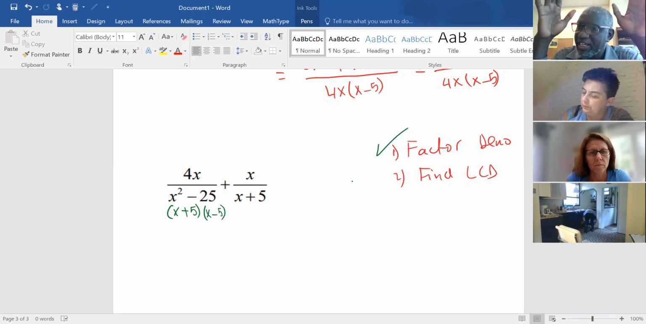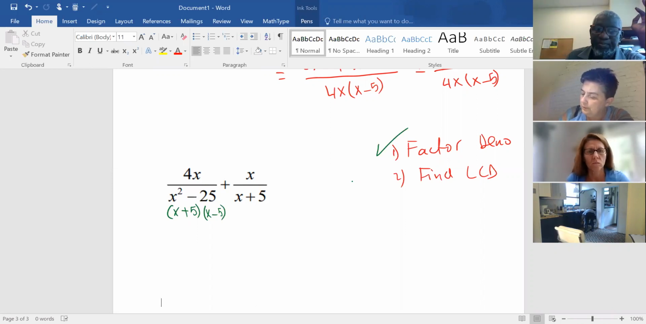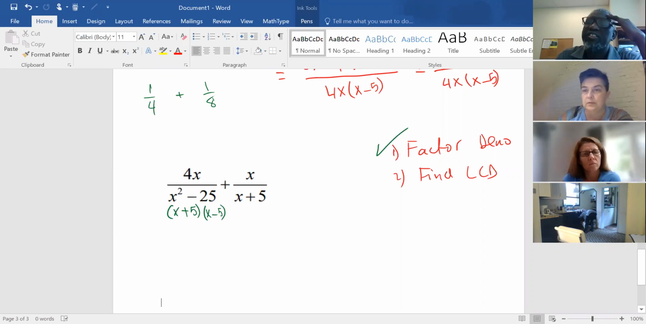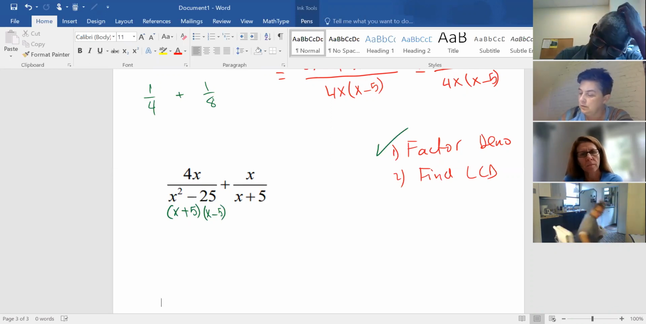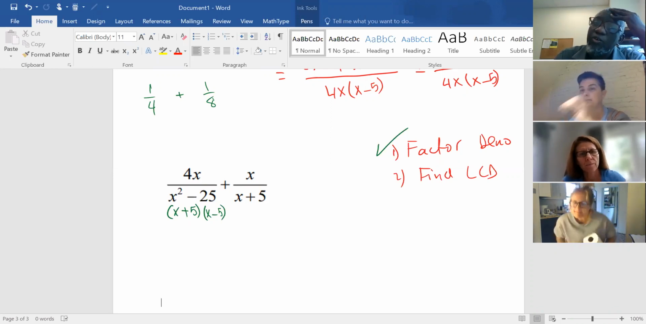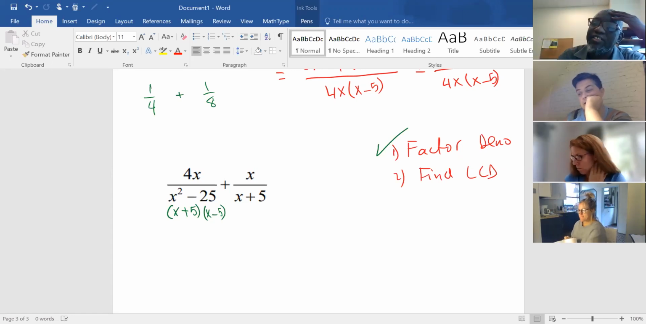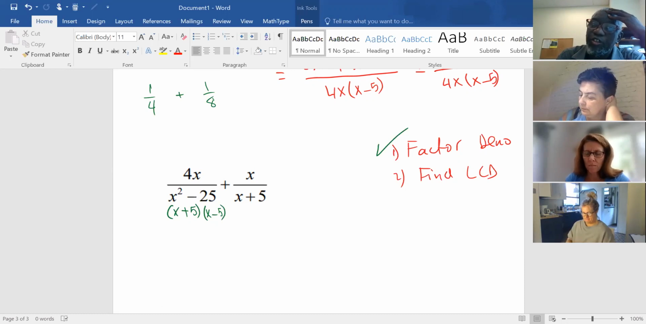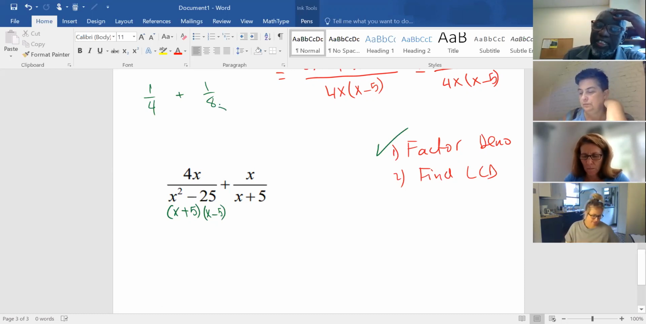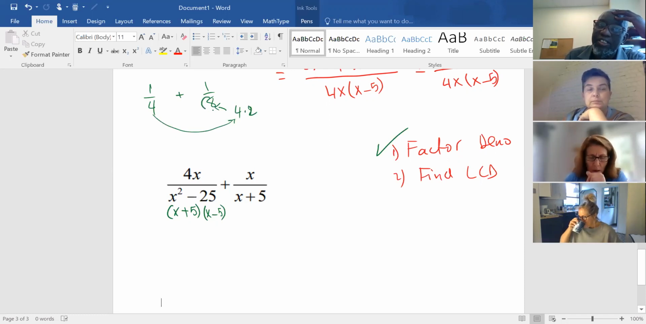Every time that happens, it's the same context. If somebody asks you, what is the LCD of 1/4 plus 1/8? What is the LCD of 4 and 8? It's 8. Why is it 8? Because 4 is already included in 8. Because 4 is a factor of 8, okay? So the LCD is 8 because 8 happens to be 4 times 2. So we already have 4 in here, right? So that's why the LCD is 8.